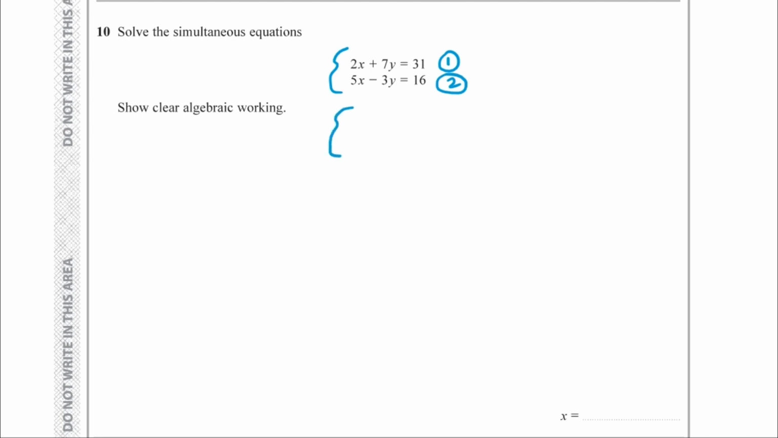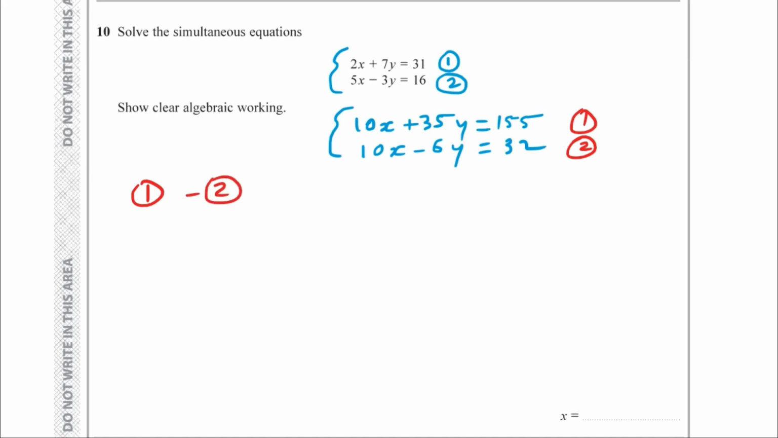So we'll multiply the first line by 5, so 10x, and 7y will become 35y, and 31 times 5 will be 155, so make sure to multiply both sides of your equation. And for your second equation, you can multiply everybody by 2, so you get 10x minus 6y equal 32. You may label your lines again, and here you have a choice between doing line 1 minus line 2 or line 2 minus line 1. I would encourage you to do line 1 minus line 2, and the reason for that is to keep your variable positive, the variable being y.